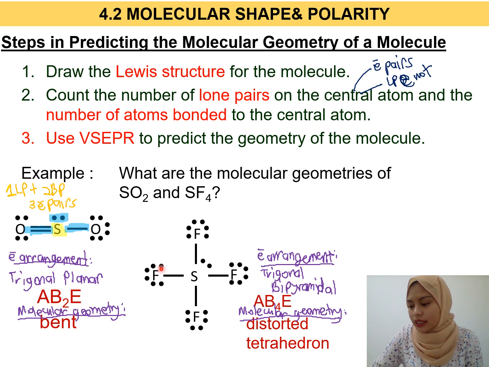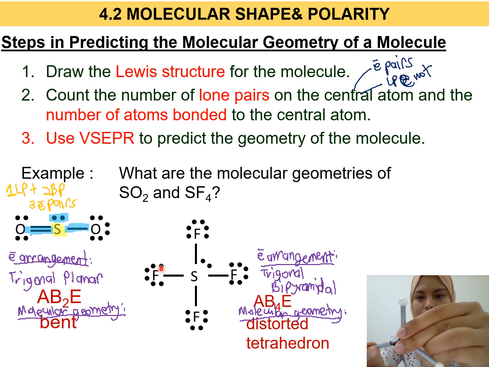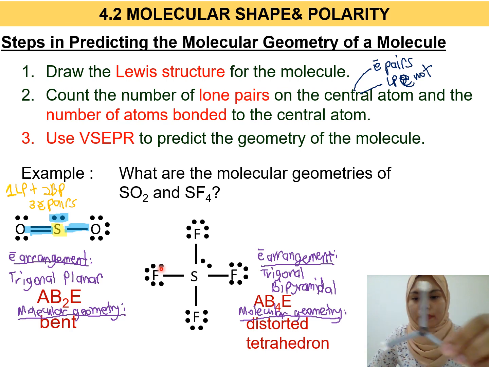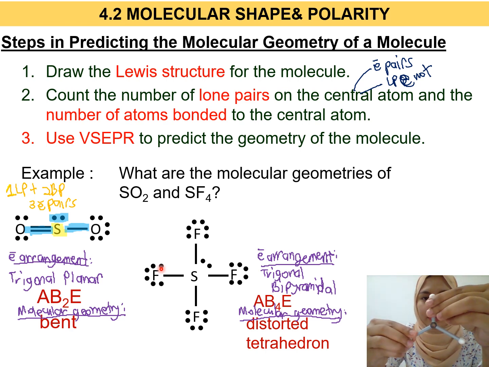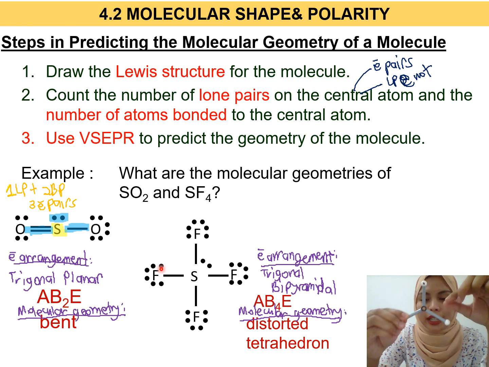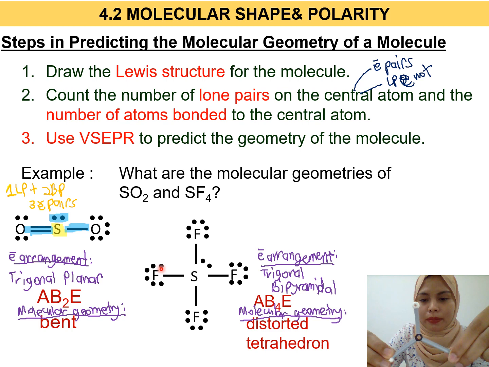So kalau let's say molekul tu will be arranged in a trigonal planar, it will look something like this. Okay, something like this. This is a trigonal planar. So if you look at here, this is trigonal planar. So sebab molekul yang ada 3 electron pairs bermaksud the electrons will be arranged in a trigonal planar.